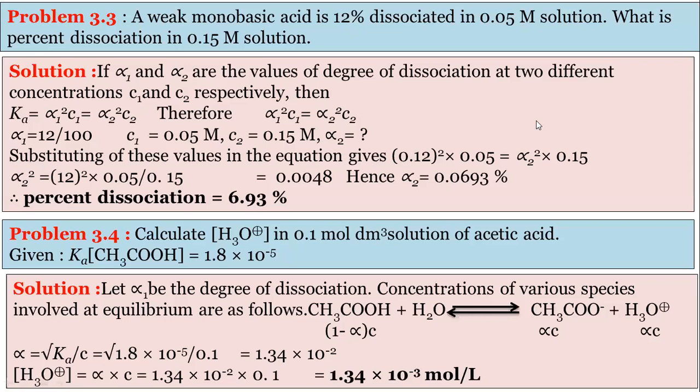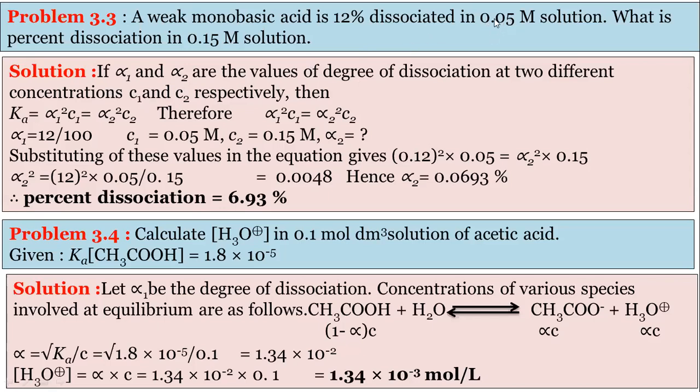Then 0.05 molar means the concentration C is given. And what is asked? What is the percent dissociation in 0.15 molar? That means the percentage dissociation is given in 0.05 molar solution, and we have to calculate percentage dissociation in 0.15 molar solution. So alpha 1 and alpha 2. If alpha 1 and alpha 2 are the degrees of dissociation at two different concentrations C1 and C2, so C1 and C2 are given here.